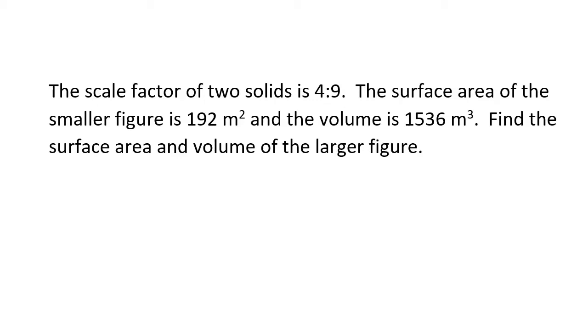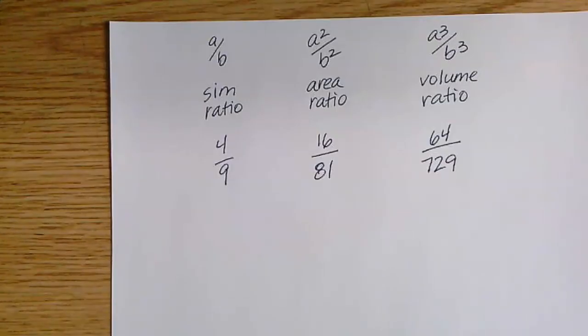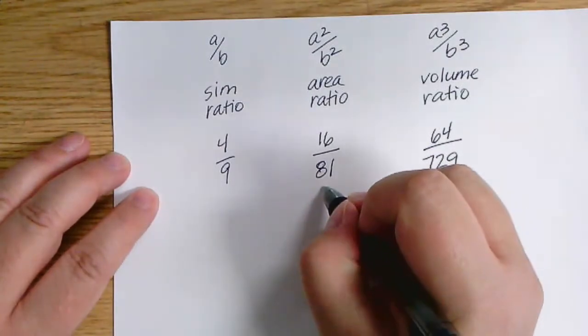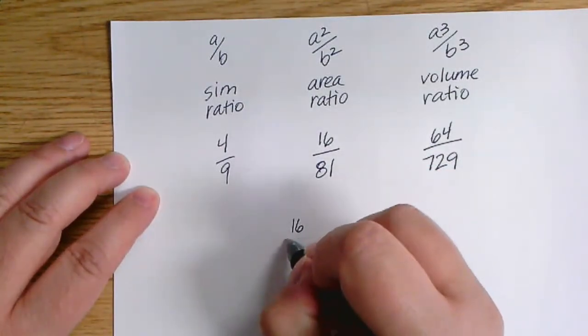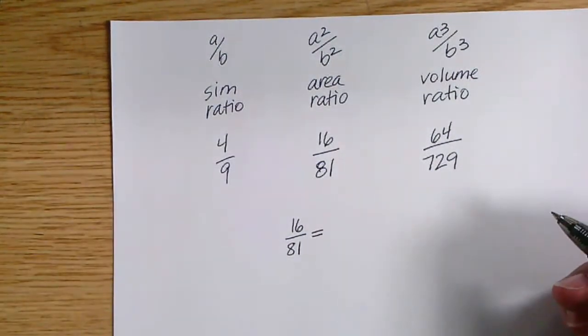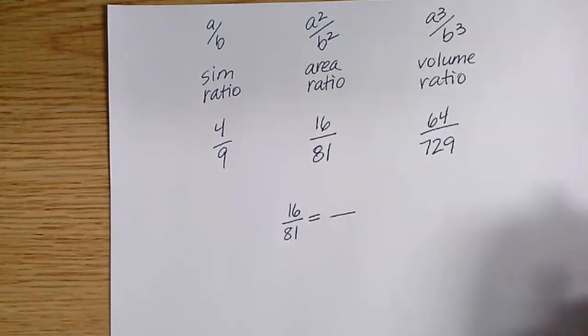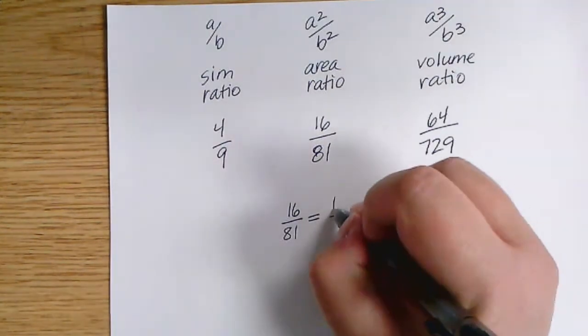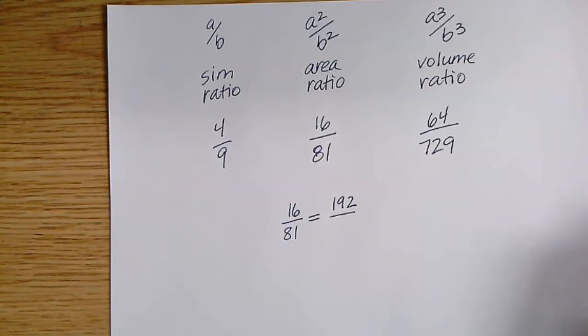Okay, so let's compare the surface areas. That's a measure of area, so I'm going to use 16 over 81. The smaller one was 192, so that goes over here. Does it go on top or bottom? Well, they said it's the smaller figure. Is 16 or 81 smaller? 16 is smaller, so it corresponds to the 16.